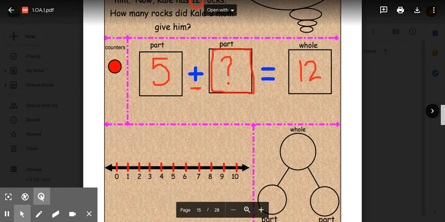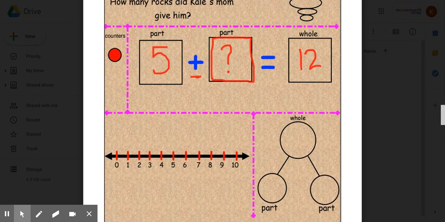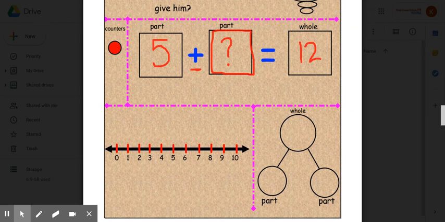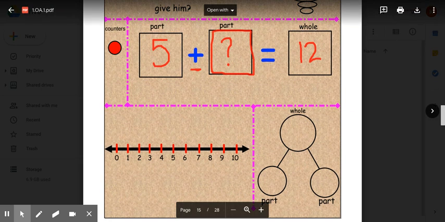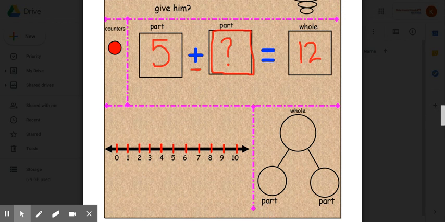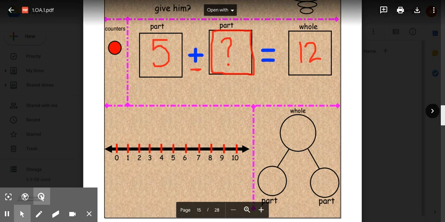For this problem, I'm going to solve it using a number line and a number bond. So I want you to pause this video, draw a number line starting at 0 to 10, and see if you can solve this equation using the number line. And then we'll solve it together. Ready? Pause. All right, let's solve it together.